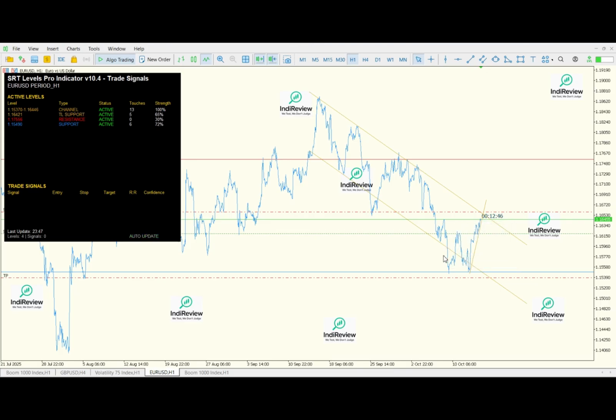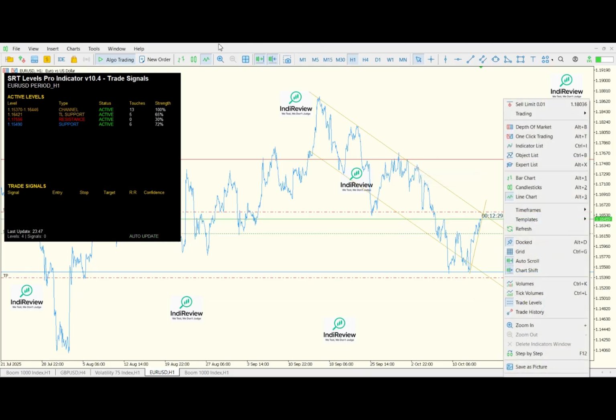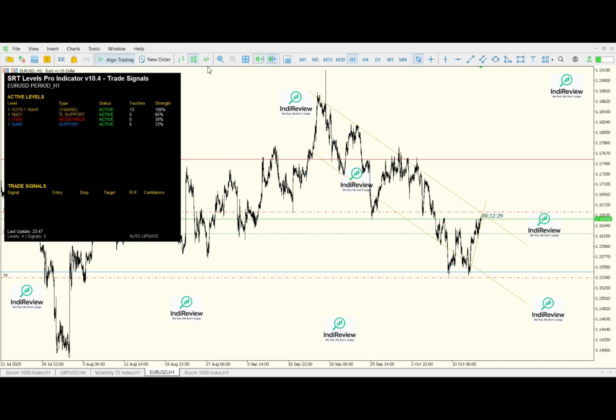If it breaks out, it's going to suggest a sell trade. If it breaks above, it's going to suggest a buy trade. So just like how you would trade your support and resistance, this is exactly what it's going to do. The only difference is that this gives you a trade idea. Now you can also set conditions.